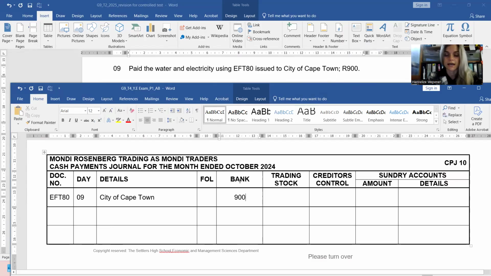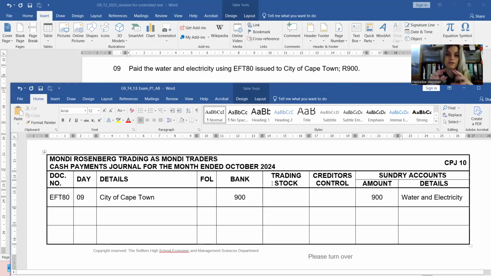And this was for water and electricity. So not for trading stock. You wouldn't be able to do the creditors control yet. That's only next term. So sundry accounts. And the reason is we paid our water and electricity.